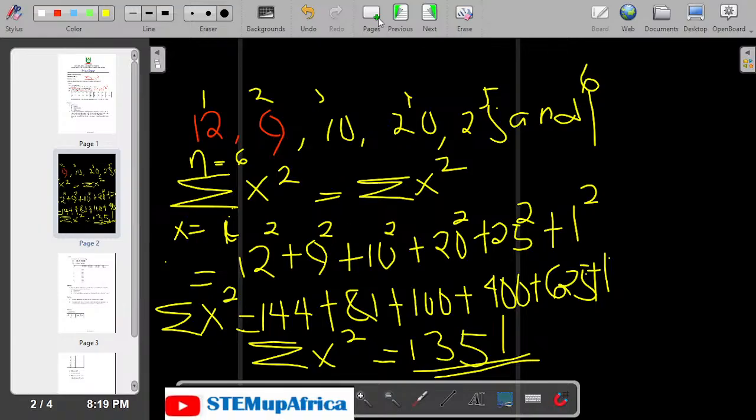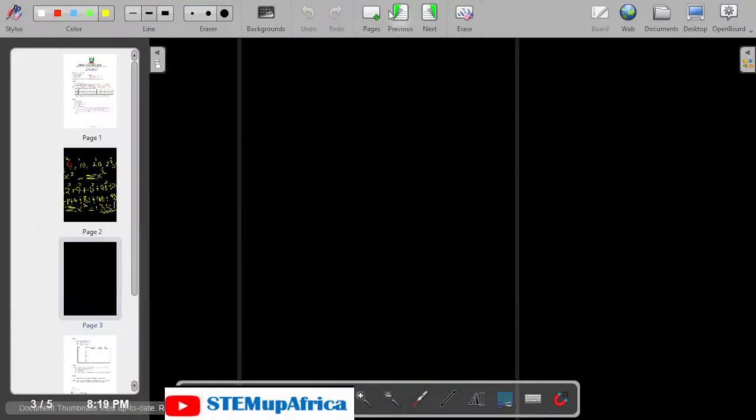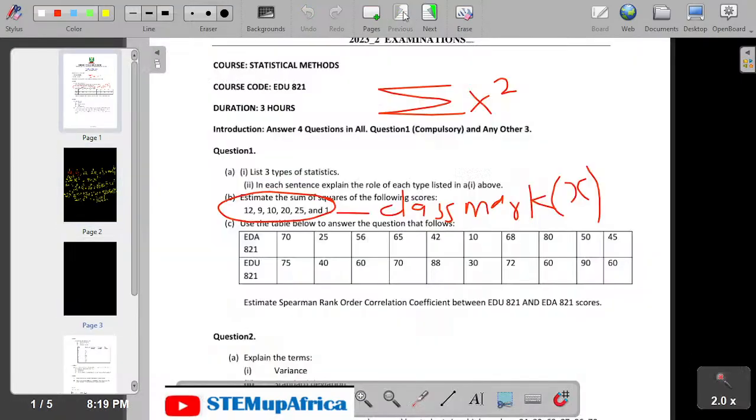Let's go back to the second question. I hope the first one is clear. That is 1B. Then question 1C: use the table below to answer the question that follows. We have the data for EDA H21 and Edu H21.